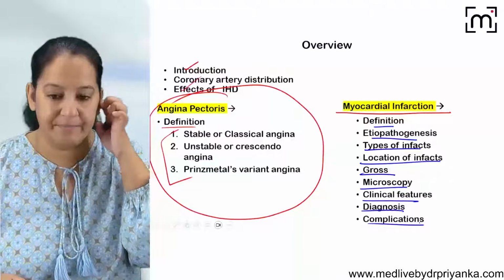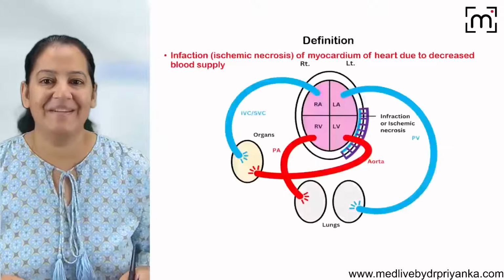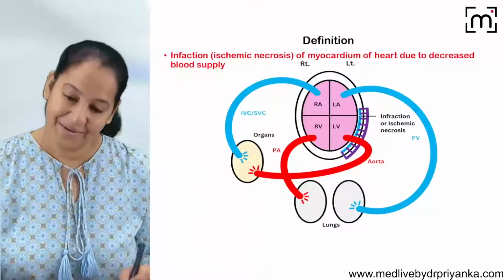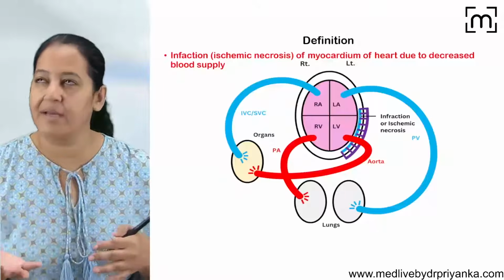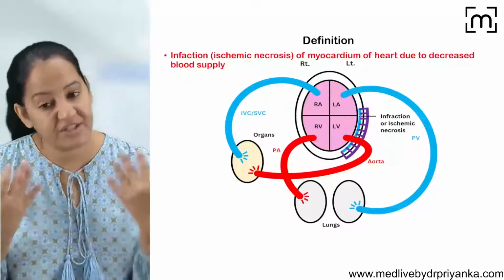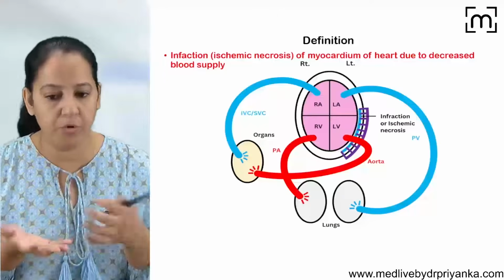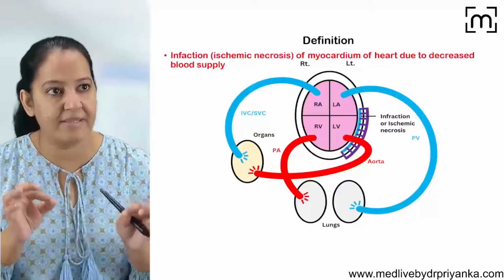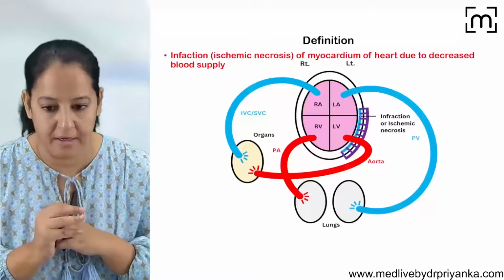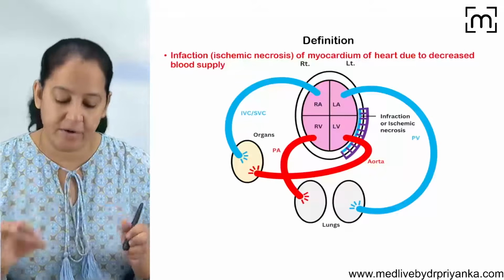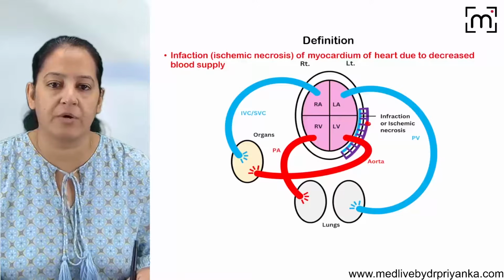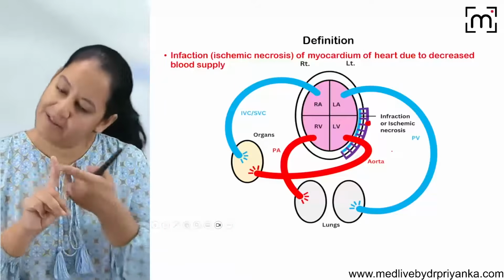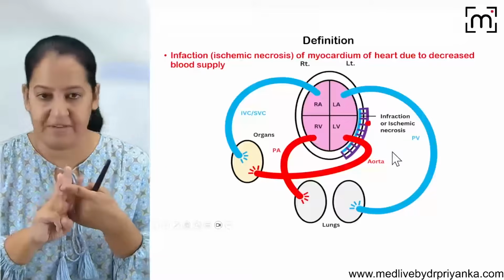So let's start MI. What is MI? Let me tell you the definition of MI. Its definition is the same. Again, there is an imbalance between demand and supply, because angina as well as MI both come under ischemic heart disease. So the origin of both of them is the same. It is imbalance between demand and supply of myocardial oxygen. So here also there is an obstruction in the coronary. Again, the same three reasons. It can be atherosclerosis, it can be thrombosis, it can be vasospasm.